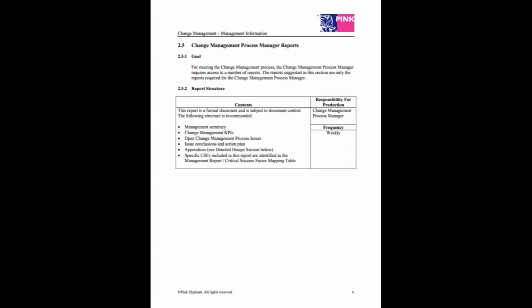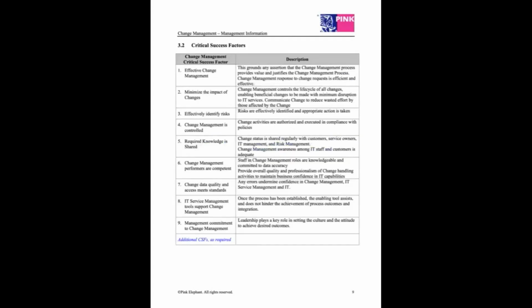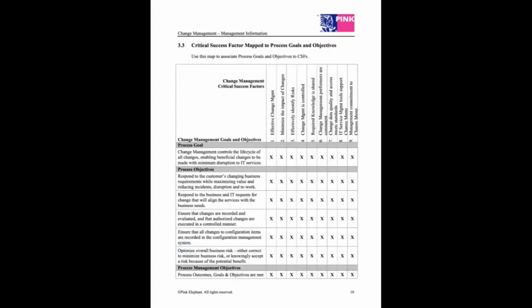So I'm just going to jump through to some example critical success factors that have been defined. This defines what the critical success factor is, as well as a brief description of what we're trying to capture. And then if we proceed through this document, it shows how it ties back to process goals and objectives.